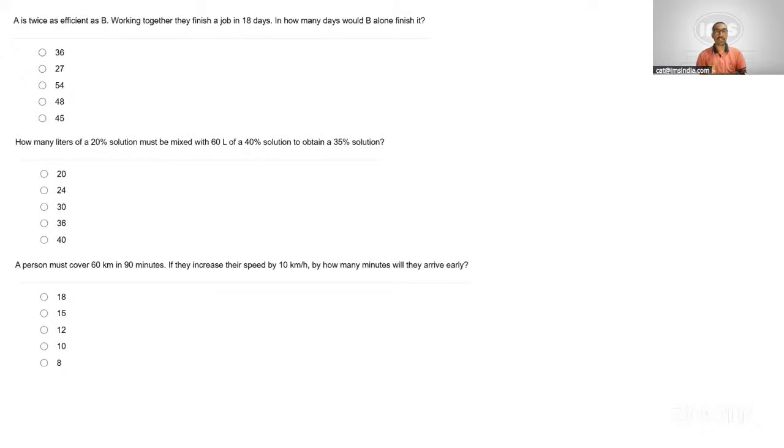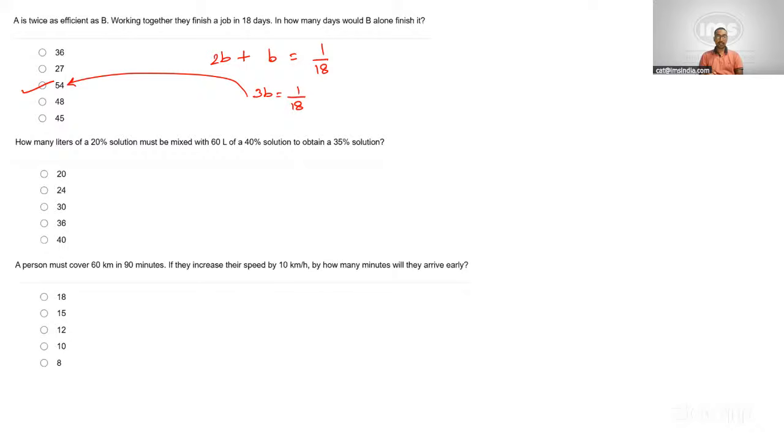A is twice as efficient as B. Working together, they finish a job in 18 days. In how many days would B alone finish it? I will use the unitary method for it. B alone would do amount of work B. A will do 2B amount of work per day. Together, if they can finish the job in 18 days, one day they will do 1 by 18 of the work. So eventually 3B is 1 by 18. Dividing by 3, I get B as 1 by 54, which means 54 days.